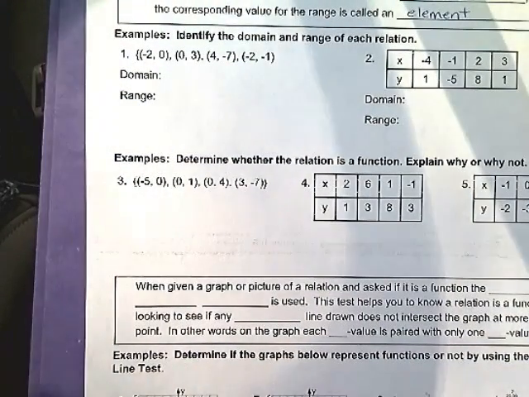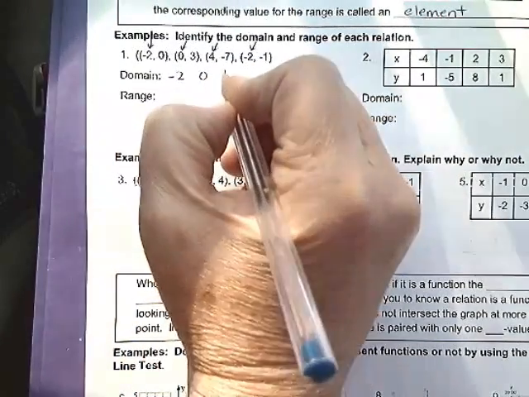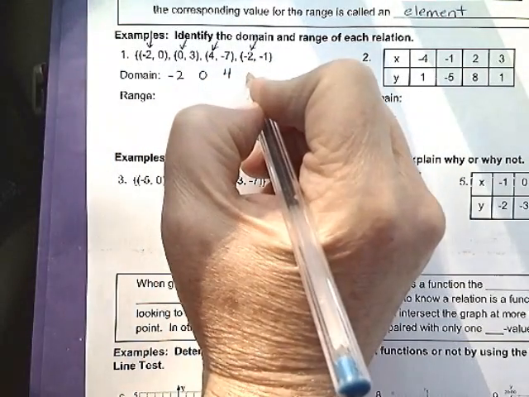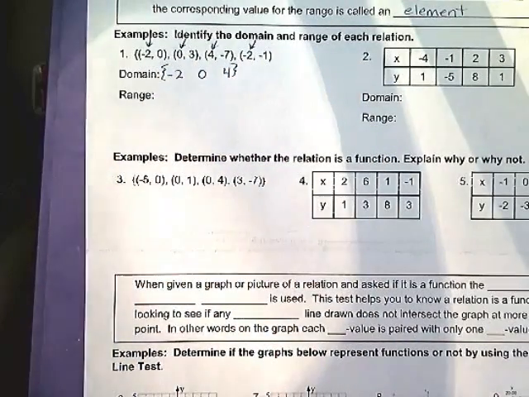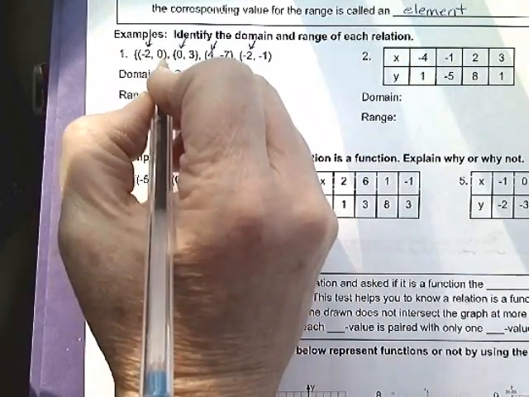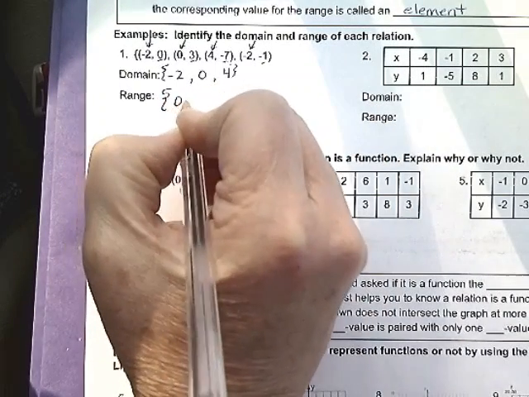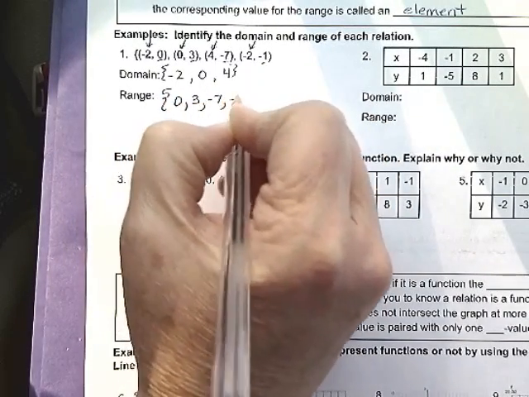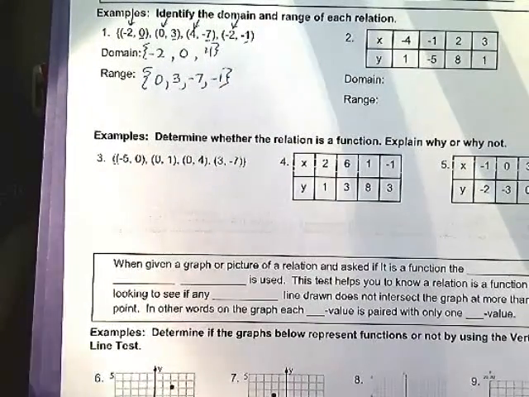Identify the domain and the range of each relation. So to identify the domain, we are going to look at the x values. So that would be -2, 0, 4, and -2 is repeated again. Now when that happens, you don't have to write it twice. You just write it once, and you put the little squiggle lines and separate it with commas. The y values make up the range, and that would be 0, 3, -7, and -1. Now pause the video and find the domain and range for number 2.